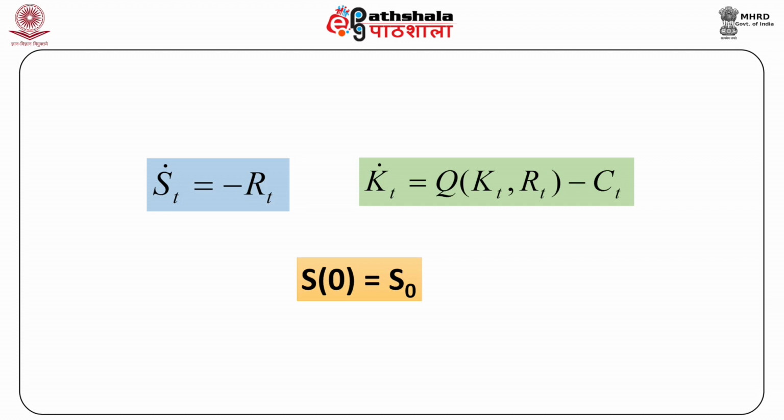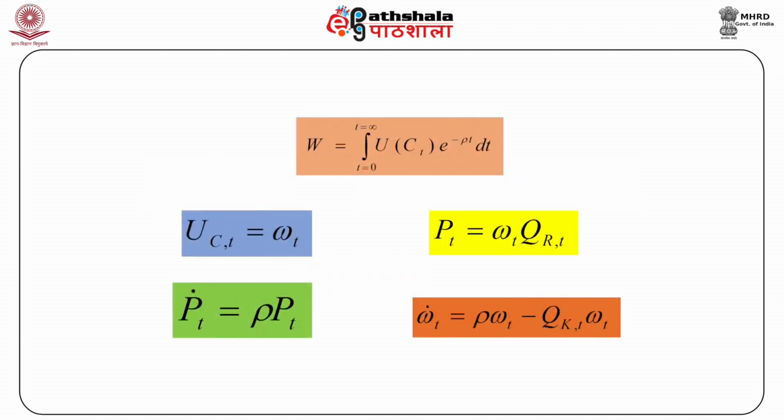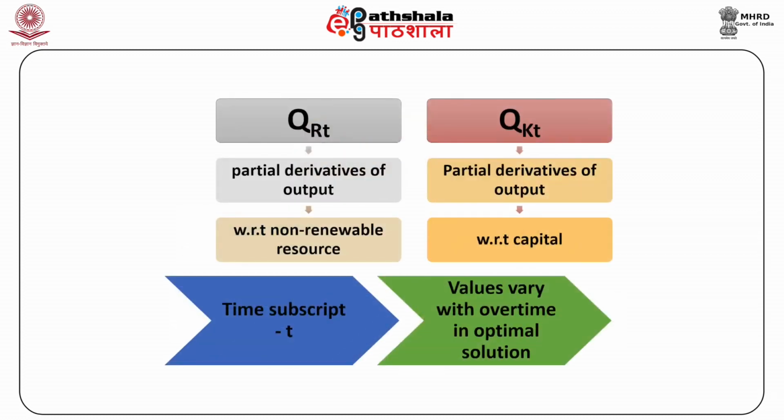Solving the above problem using constrained optimization techniques, we arrive at four equations that characterize the optimal solution. These are U_C(t) = ω_t, P_t = ω_t Q_R(t), P dot_t = ρ P_t, and ω dot_t = ρ ω_t − Q_K(t) ω_t, where Q_R(t) and Q_K(t) are the partial derivatives of output with respect to the non-renewable resource and capital.